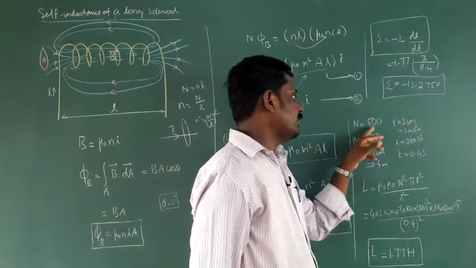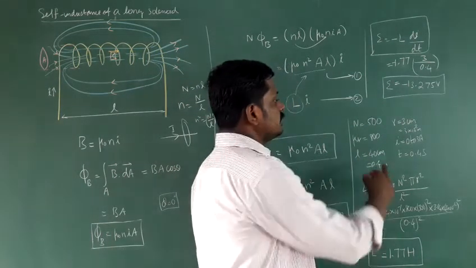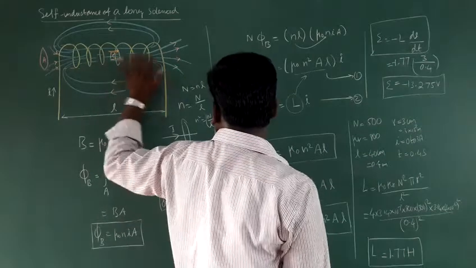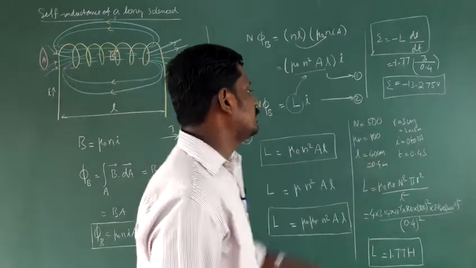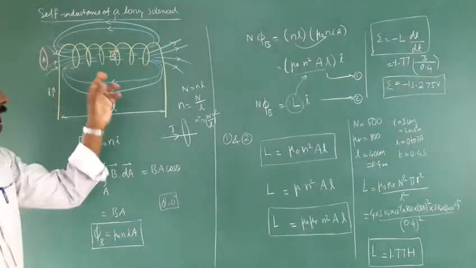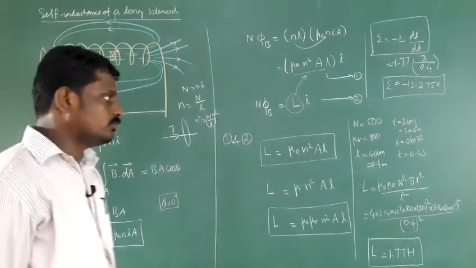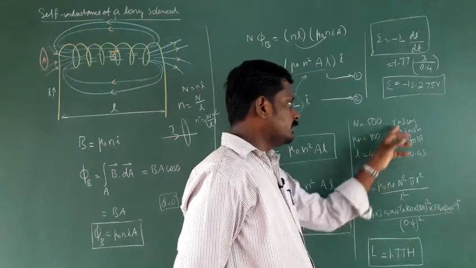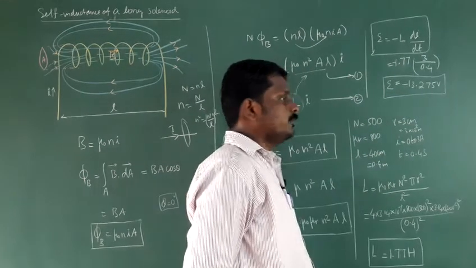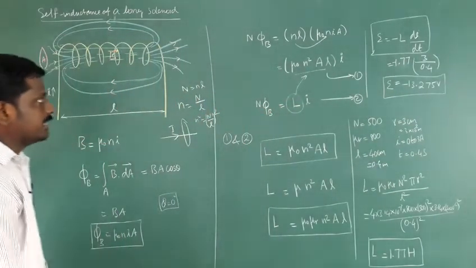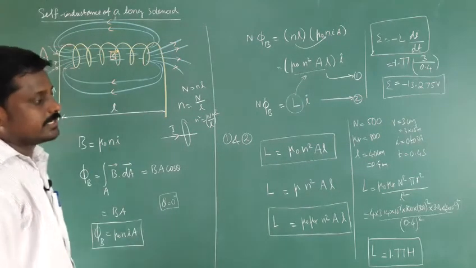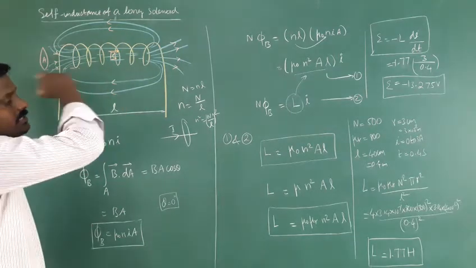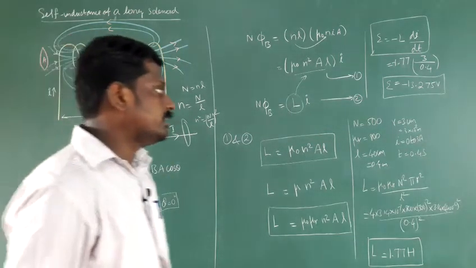Consider a solenoid of 500 turns, with a soft iron core of relative permeability 800. The radius of the solenoid is 3 cm and the length of the solenoid is 40 cm. You need to convert to meters, so 40 cm is 0.4 meter and 3 cm is 3 into 10 power minus 2 meter. There is a change in current from 0 to 3 ampere in a time of 0.4 seconds. We are going to find the self-inductance of that solenoid having 500 turns.